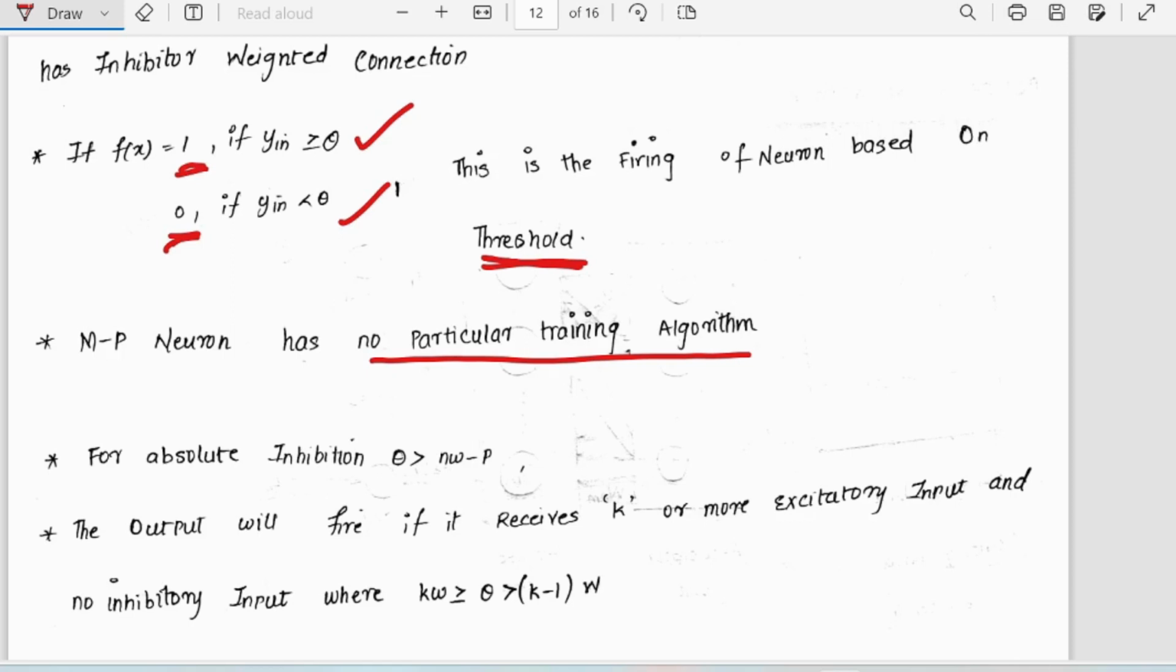For absolute inhibition of the output, that is, if the neuron should not fire, this is the condition, where theta is the threshold, n is the number of neurons, and w and p are the excitatory and the inhibitory weights. Also, if it must fire, then this is the condition, where it has k or more excitatory inputs. You need to study these two conditions like a formula and write them. Based on Culloch and Pitts, you will be asked to write a short note or a 5 or 6 mark question. So you have to draw the diagram and then write about it.